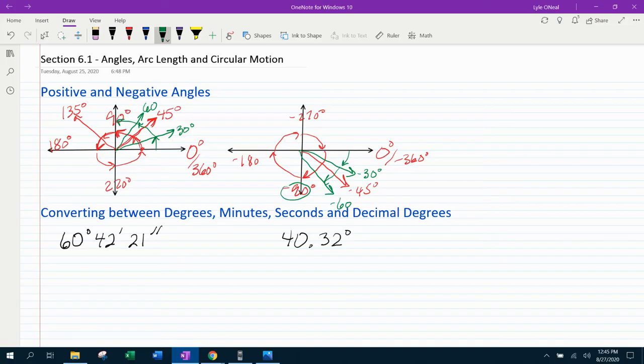Okay, so the most important point there is positive angles go counterclockwise and negative angles go clockwise.